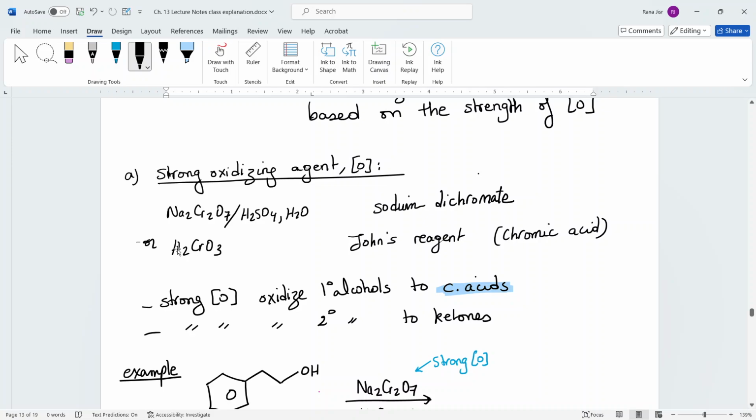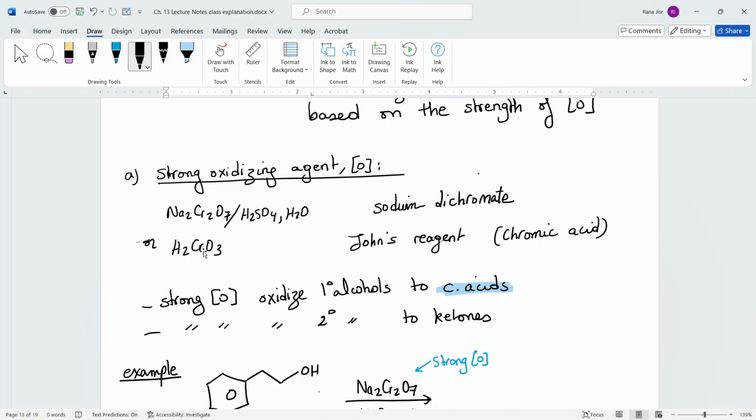Another one is chromic acid, H2CrO3. It's the same thing. You have chromium that is an acid, which means that it is dissolved in water. We call this a Jones reagent or chromic acid. Any one of those, if they are present, are considered to be strong oxidizing agents.